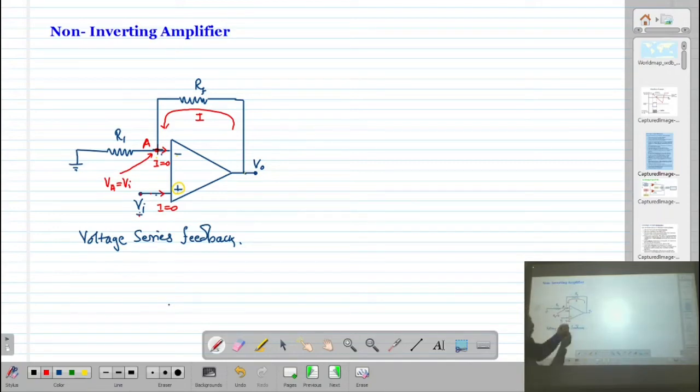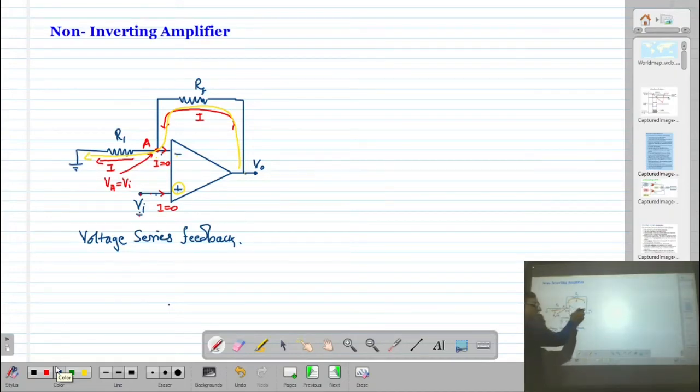Second thing, the current is also not flowing in the operational amplifier. So whatever the current is in the feedback path, the same current will flow in the resistance R1. So here the flow of the current will be in this way, like this. If this point is clear, now it is very easy to derive the expression for the voltage gain.